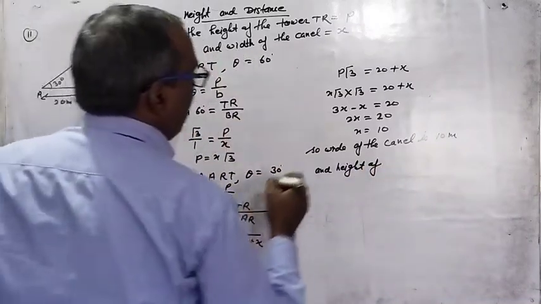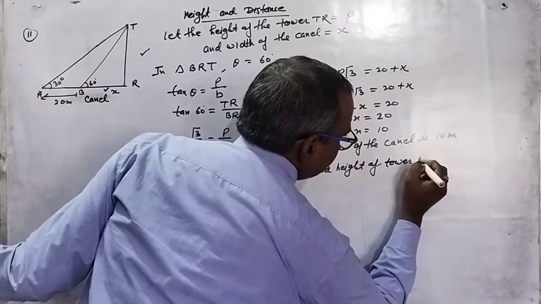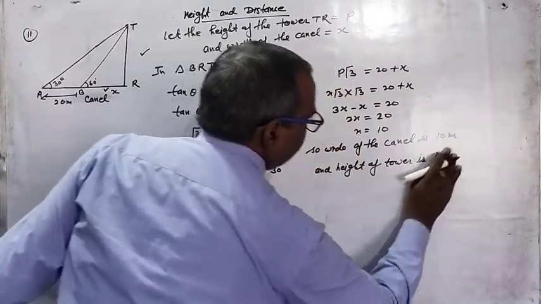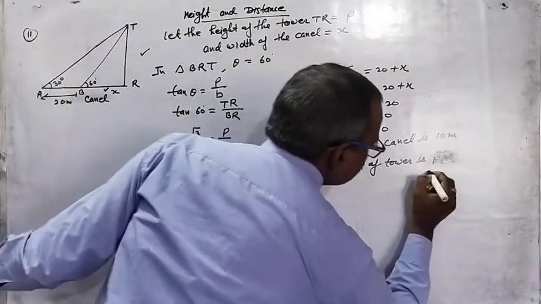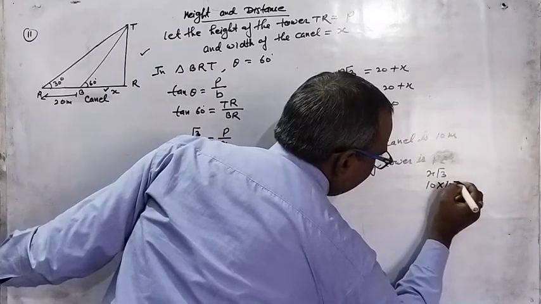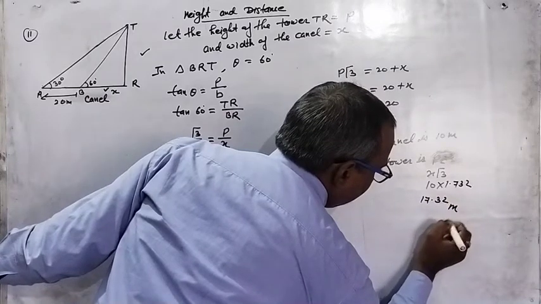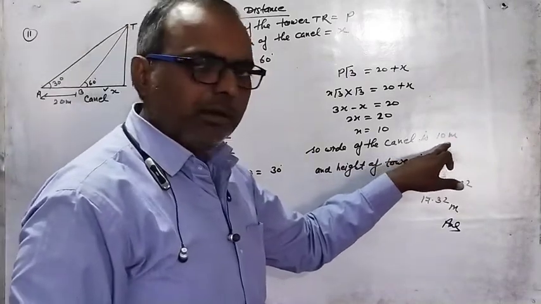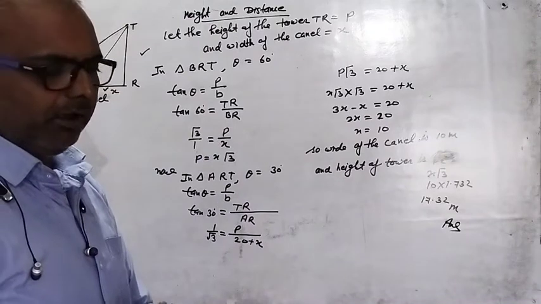And height of the tower is P root 3, P equal to X root 3, X equal to 10, and root 3 equal to 1.732. So it is 17.32 meter is the answer. So the width of the canal is 10 meter and the height of the tower is 17.32 meter.